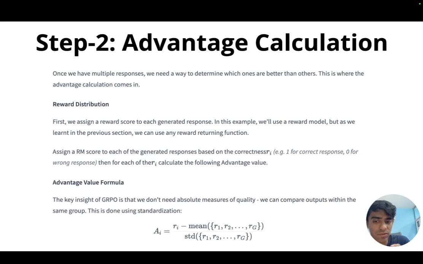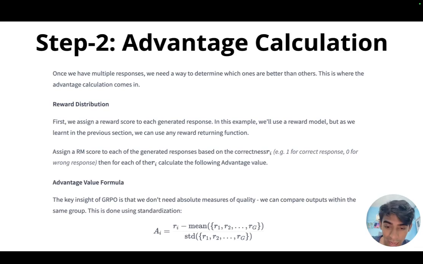The key insight of GRPO is that we don't need absolute measures of quality. We can compare outputs within the same group. This is the best part. You have the mean of all the scores and the standard deviation, and you subtract the mean from R, and you get the score for a single one. This is how you get the score for all of them.